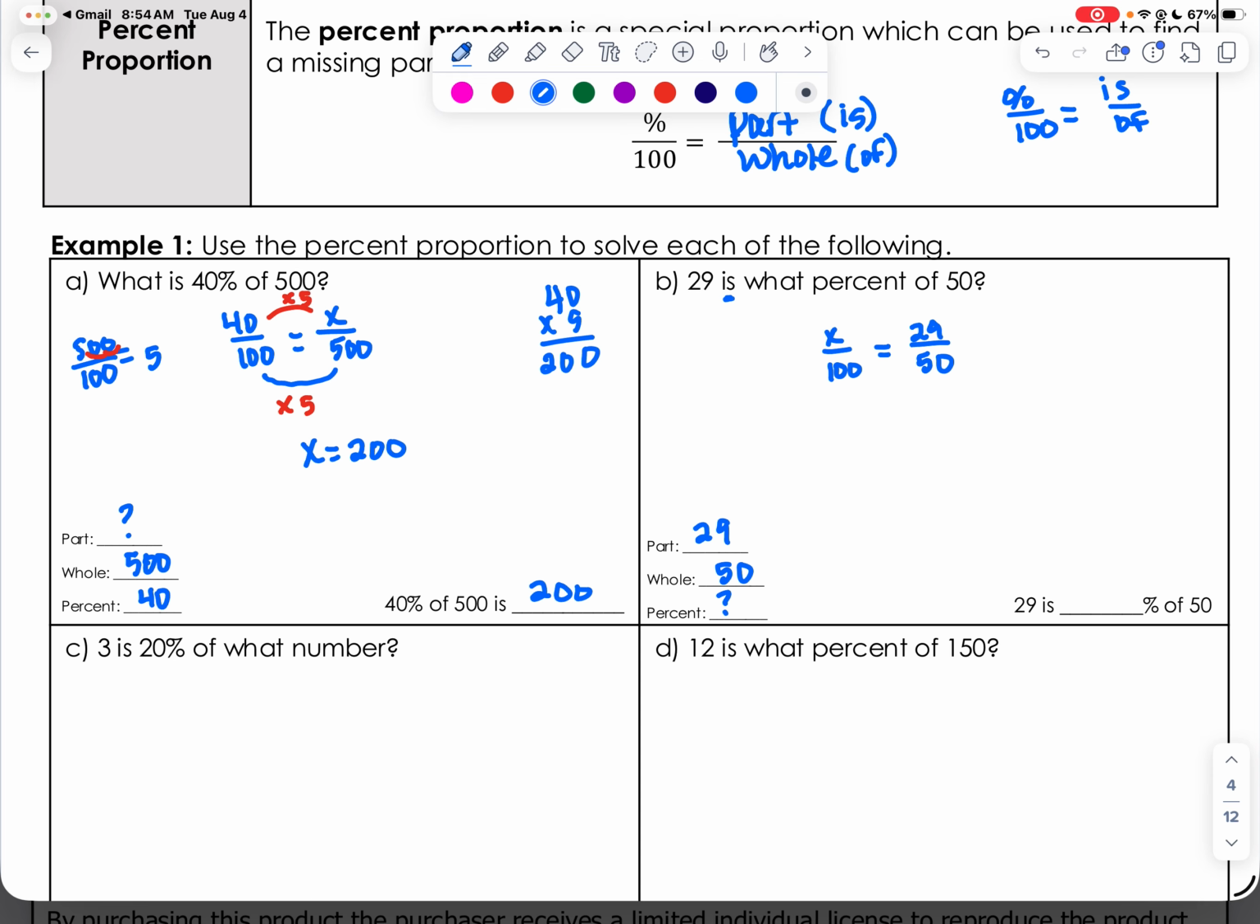All right, now we're trying to find our scale factor. So look at your denominators. In this problem, to get from 50 to 100, I would have to multiply it by 2. 50 times 2 is 100. So if I multiply the denominator by 2, I must also multiply the numerator by 2 to find our missing part. So 29 times 2, that would be 58. So 29 is 58% of 50. In other words, it's a little bit more than 50%.